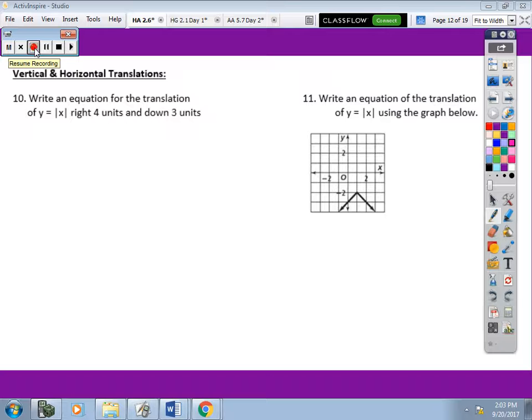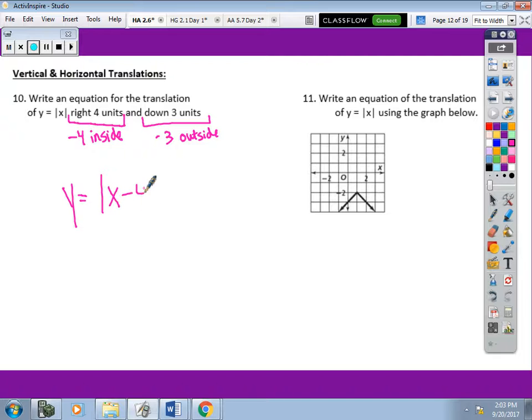All right, now we're going to combine them. Left and up, right and down. Make sure you don't put them in the wrong spots. So we have right 4 units. Right 4 units means that I would subtract 4 inside. Down 3 units means that I would subtract 3 outside the absolute value bars. So if you want to jot down a little reminder to yourself, you can. You don't have to. Absolute value of x minus 4 minus 3. You will have a graphing calculator too, so if you wanted to type these in, your y equals, and check them, you could, but it would take you a little bit of time.